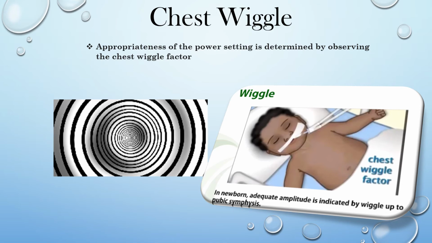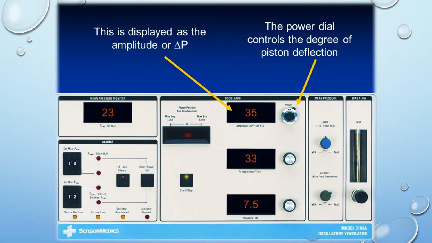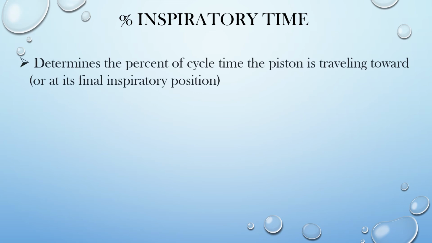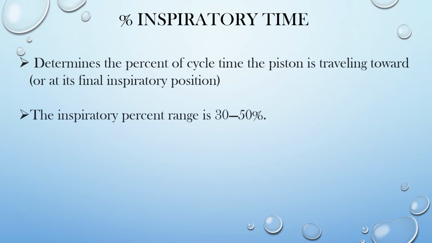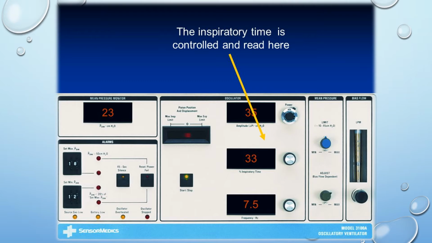Clinicians must be proactive and monitor patients closely during the use of hi-fi via oscillator. On this screen we see the amplitude or delta P displayed as 35 and the power dial which controls the degree of piston deflection. Percent inspiratory time determines the percent of cycle time the piston is traveling toward, or at, its final inspiratory position. The inspiratory percent range is 30 to 50%. The default is 33%, which is most commonly used, but may change with changes in frequency. The percent inspiratory time is controlled and read here.